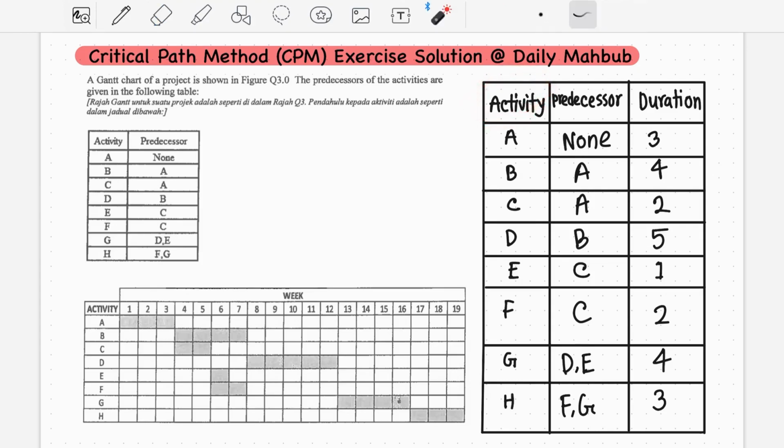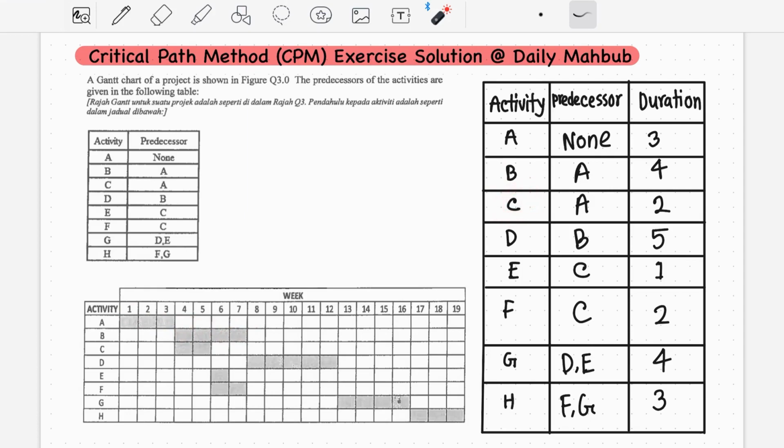All right. So we have A, B, C, D, E, F, G, and H as the activities, and for every activity we have the duration. For activity A we need 3 weeks to complete it. All right, so how do I get this 3? I get it from the Gantt chart. All right, you can see 1, 2, and 3. For activity B it will take 4 weeks to complete.